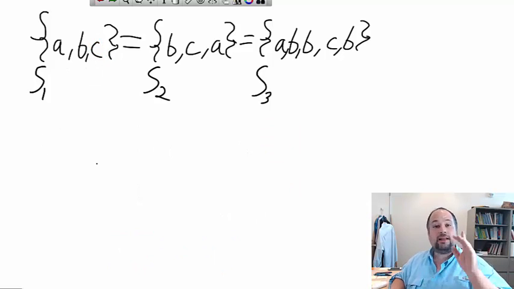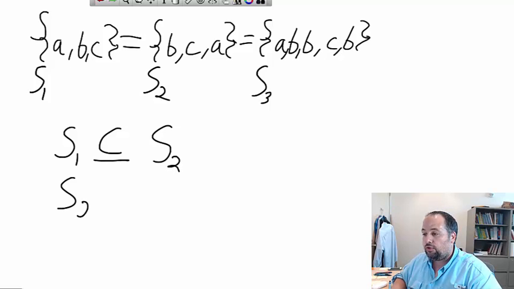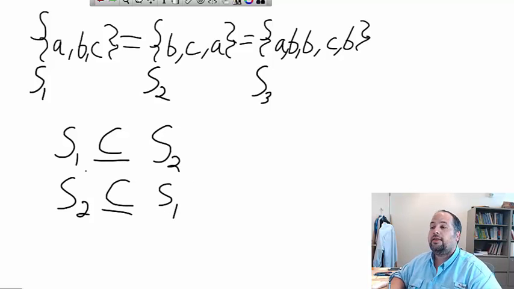All right, so knowing that, let's take another look at our claim that S1 equals S2 equals S3. Let's start with S1 and S2. If they're equal, that would mean that S1 is a subset of S2 and S2 is a subset of S1, right? That is, every member of S1 is also a member of S2 and every member of S2 is also a member of S1. If both of those are true, that means they are equal. And since A is a member of S1 and S2, B, C, that's obviously true, right?